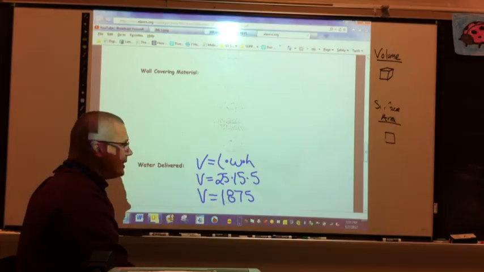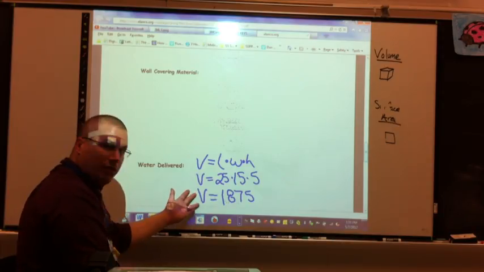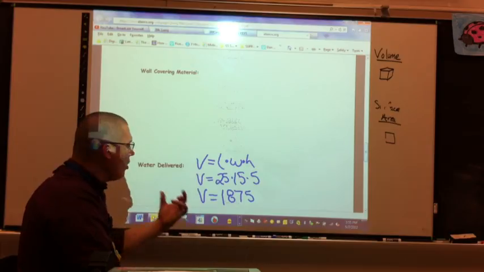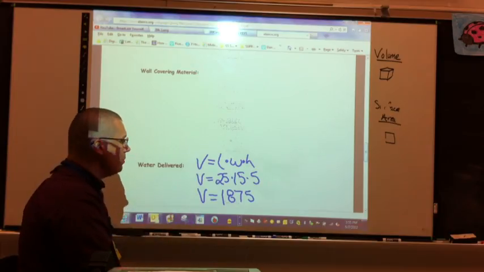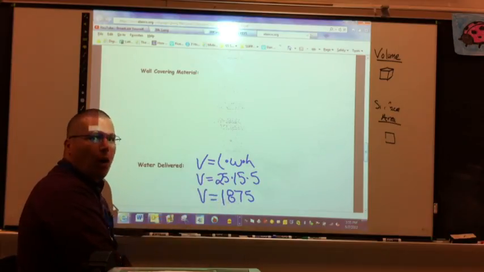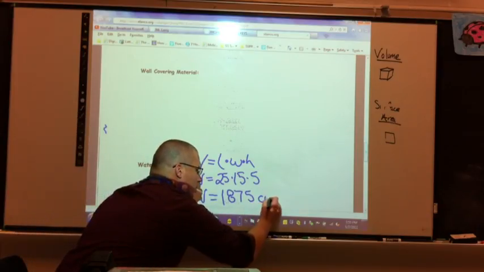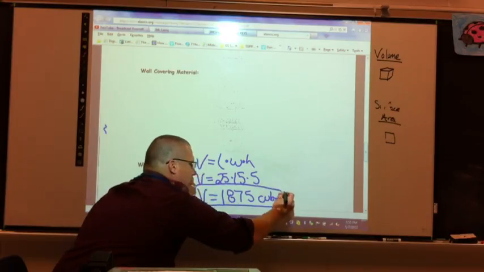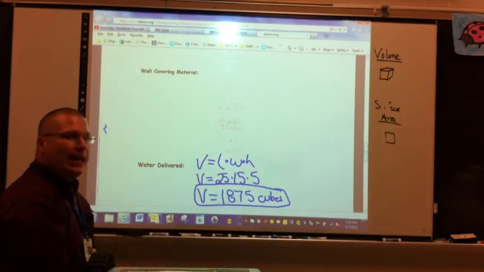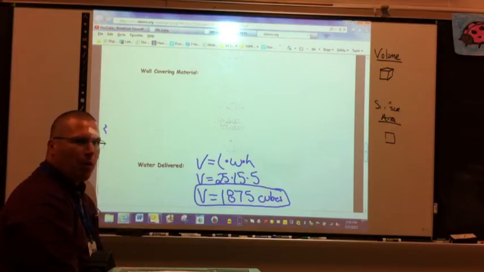So the question is, next, what is my label? Is this a volume or surface area? It's volume. What do we count volume in? Volume is the number of cubes. So how many cubes of water do you want? 1,875 cubes. So I'm on page 2. I got 1/4 of my calculations done already just by watching this.